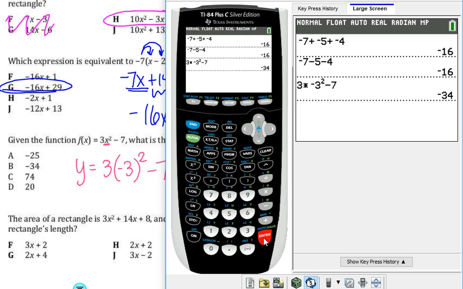They're trying to trick you. They know you're lazy. They know you're going to do that. You have to use your parentheses each and every time. And as you can see here, I get positive 20.